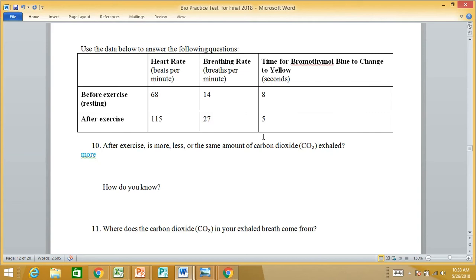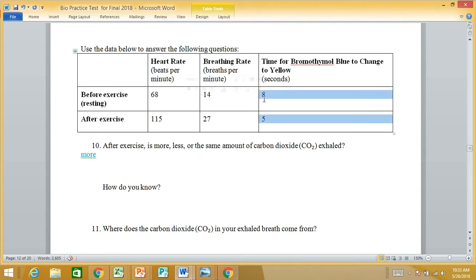And how do you know? Because of the time change. It only took 5 seconds for the bromothymol blue to change versus 8 seconds before you exercised.